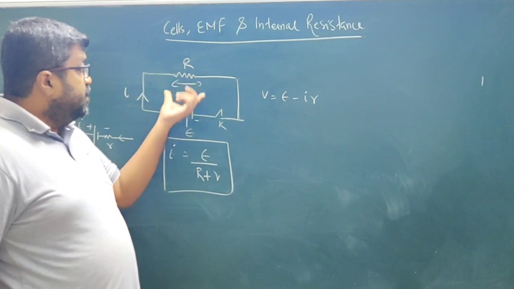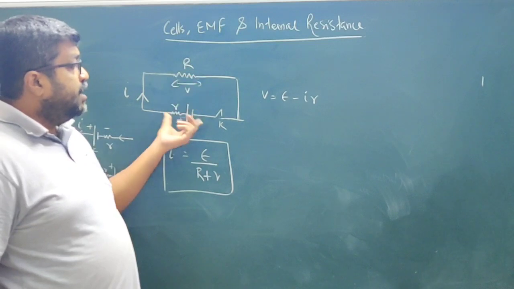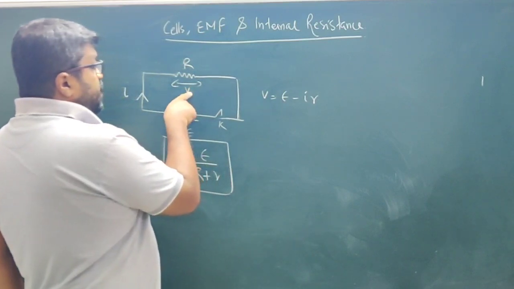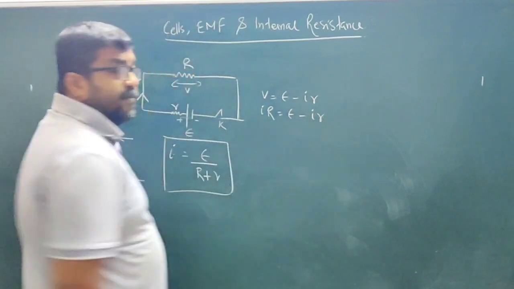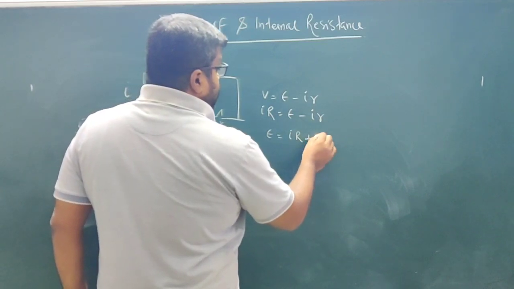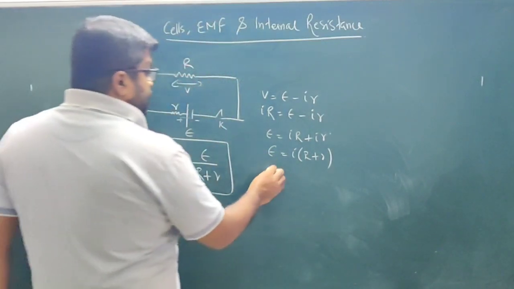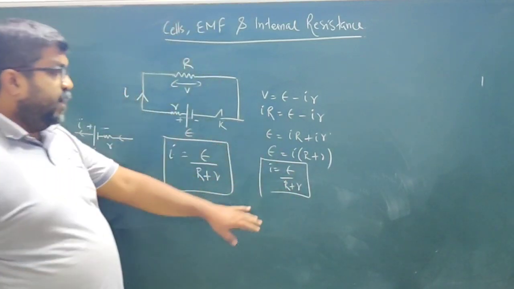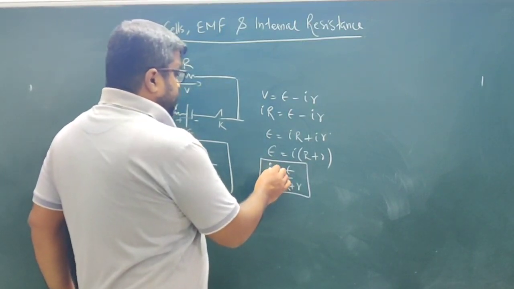Why? Because this cell is in parallel with this resistance. When components are in parallel, what happens? They have the same potential difference. So what is V? V is equal to current into resistance. So IR is equal to E minus Ir. So E is equal to IR plus Ir, so E is equal to I times R plus r. So I is equal to E divided by R plus r. This is another way of finding the value of current. This is the effective current that is flowing in the circuit.